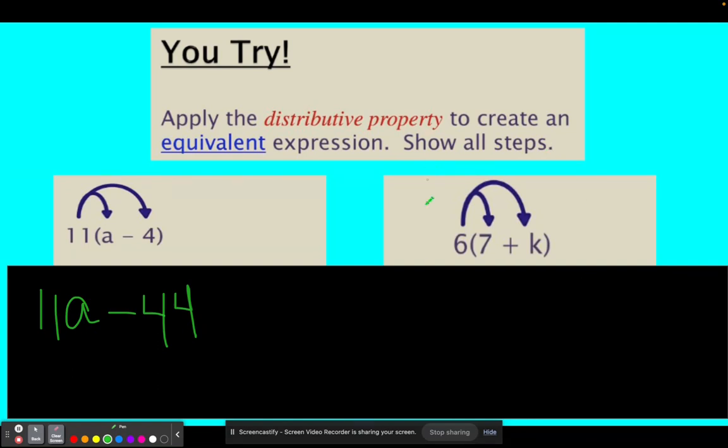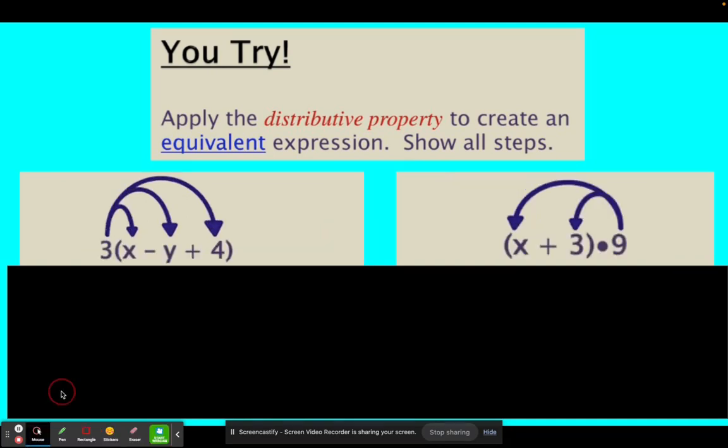Over on this one, 6 times 7, I'm distributing my 6, right? So I'm doing 6 times 7 is 42. Bring down my operation symbol without even really needing to think about it. And then 6 times K, 6K. Just shoving them together, right? Means multiplication. Can't go any further because 42 is a constant. 6K is a variable. Cool.